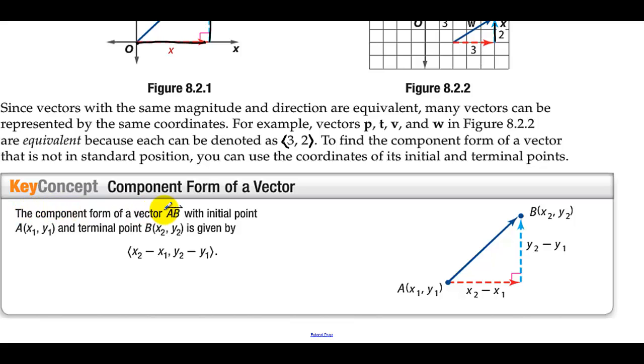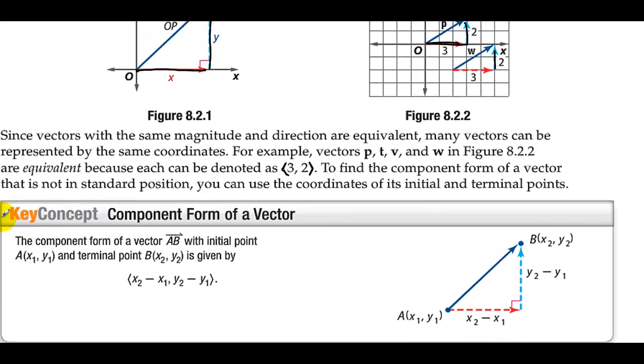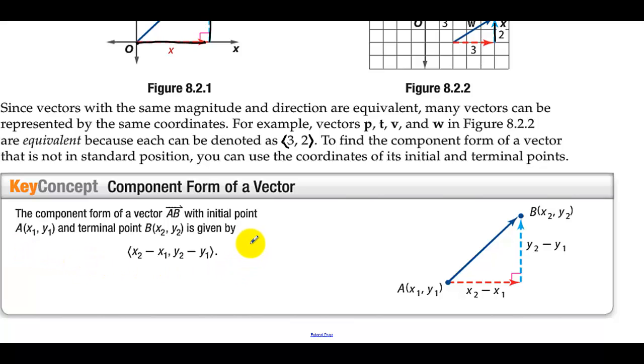The component form of a vector AB with initial point A as (x1, y1) and terminal point B as (x2, y2) is given by subtracting the x's and subtracting the y's. Think about when you're given 2 points. Let's say this point over here is the point (3, 4). And this point up here is, let's say, (10, 15).